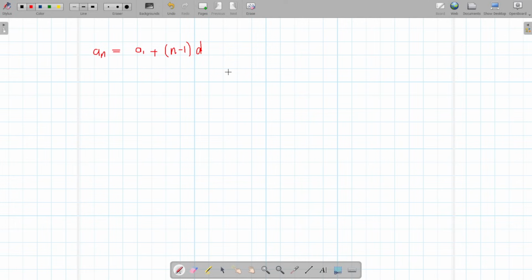The second formula: let's say I want to subtract any two terms. It's an minus am equals n minus m d. Like, you just have to memorize. And then the formula for the sum of, let's say, the first 17 numbers or 18 numbers, it will be n over 2 times a1 plus an.